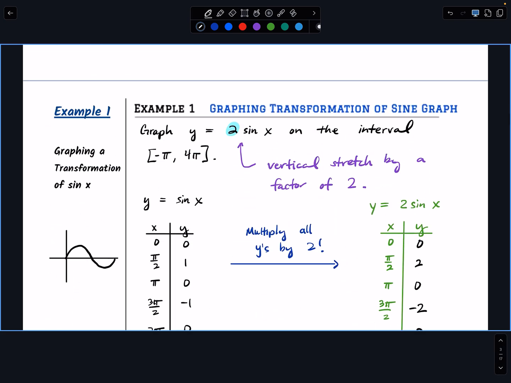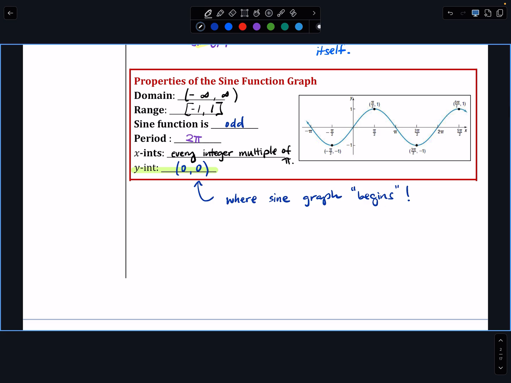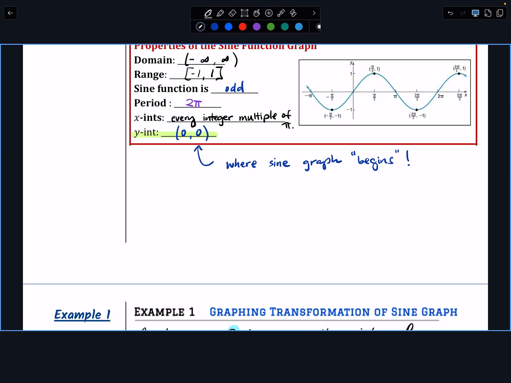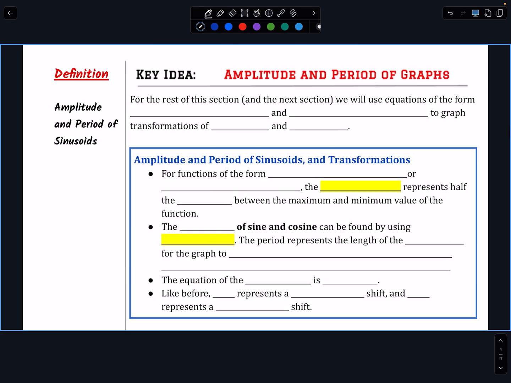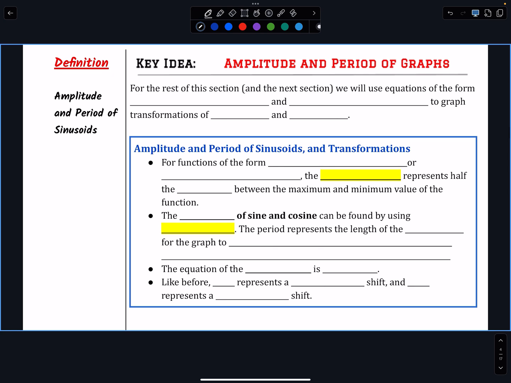All right, just real quick, guys. You guys taped in the sine box, right? Last time? Okay. I have extra. Please, if you need extra. Okay. All right, so let's talk about this.